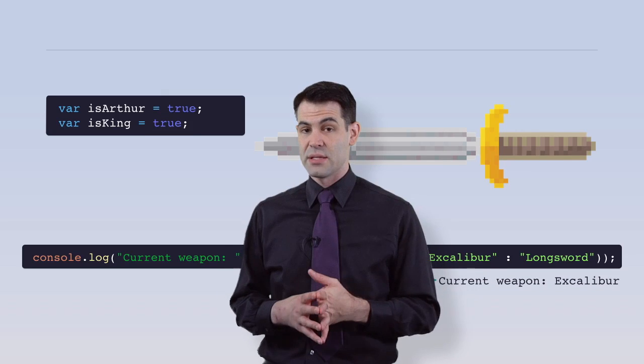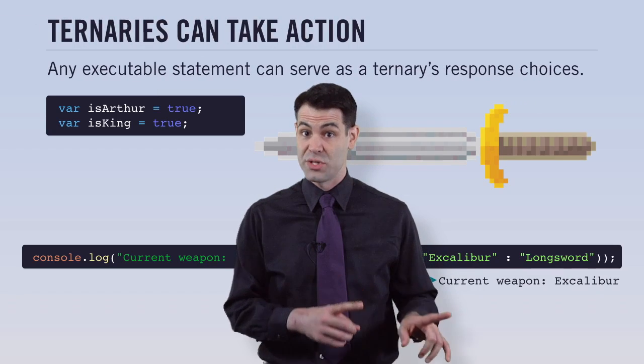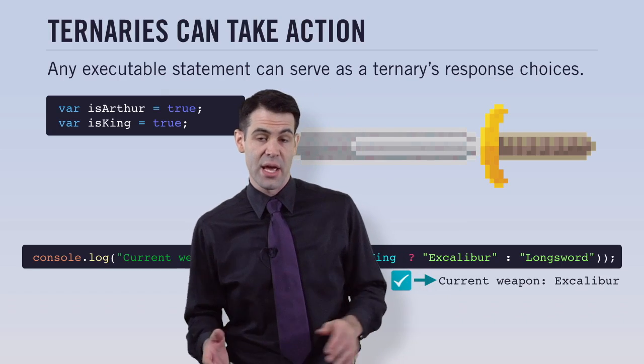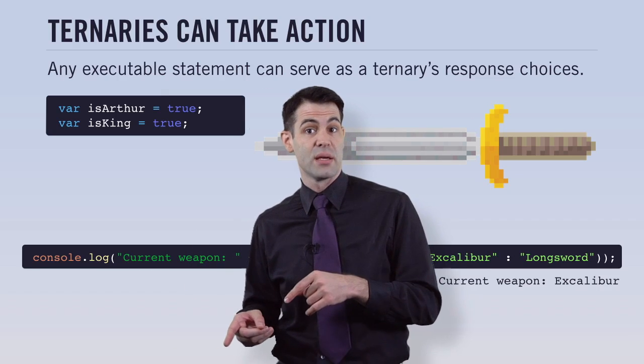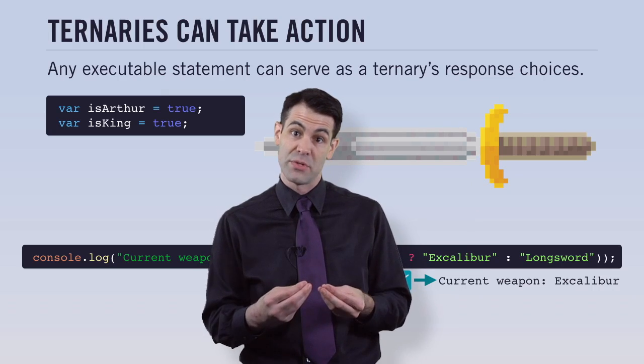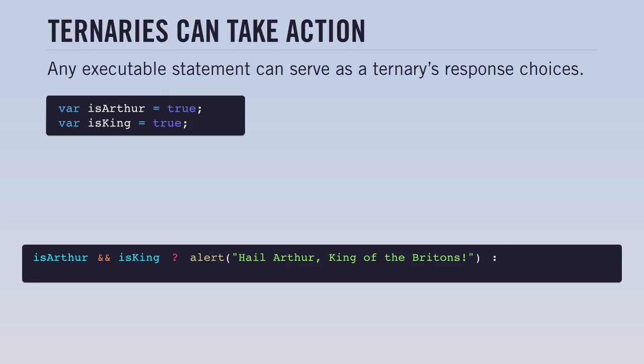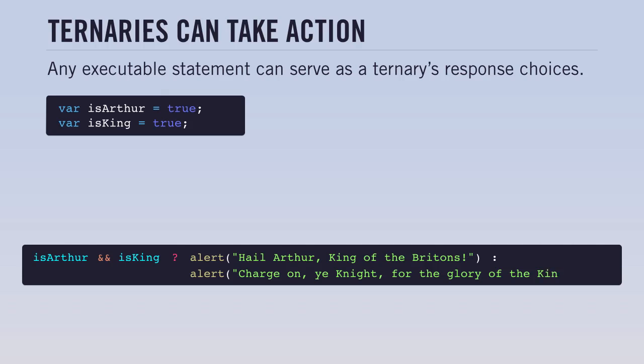Something you might see very often out there in the JavaScript wilds is that ternaries can also take action in their results. That means that any executable statement can fall in the left-hand side or the right-hand side. Meaning when we check the condition, we can actually take action, not just return some value. So let's take a look. We're going to scoot our stuff over here. We've got isArthur and isKing moving to the left as our compound conditional check. And now on the right-hand side of our question mark, we're going to alert, Hail Arthur, King of the Britons, if both of those things on the left-hand side of the question mark are true. And if not, then we'll say, charge on, ye knight, for the glory of the king.